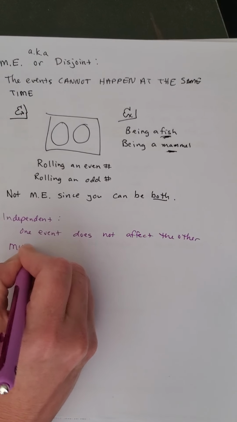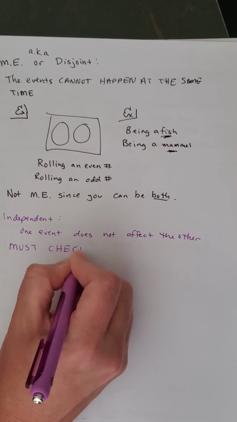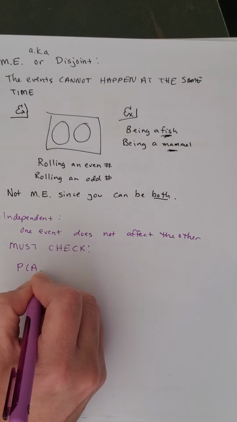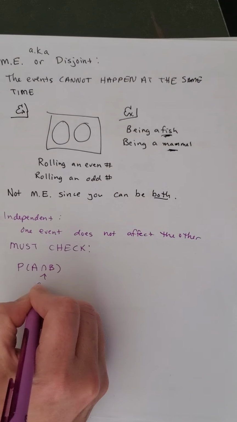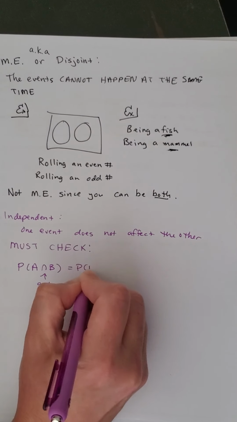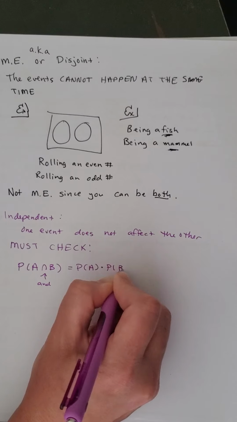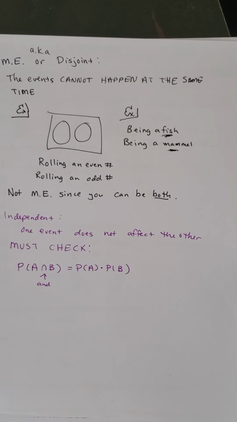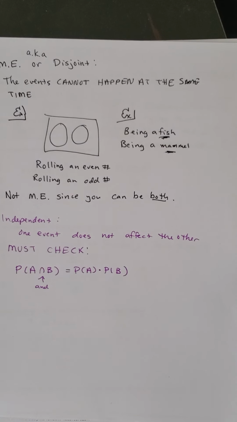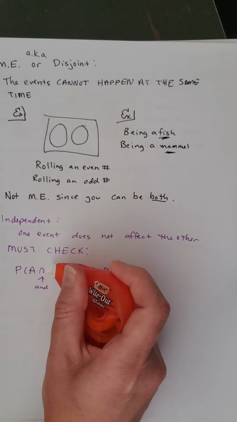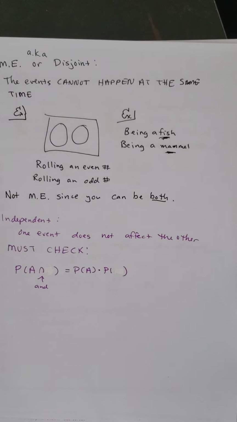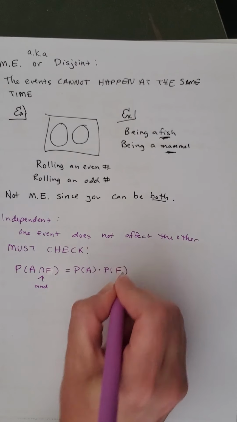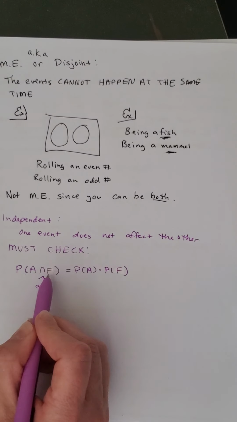You must check. So there's a check for this mathematically, and it's not that bad, right? The general rule is the probability of A and B, remember that means and, is equal to the probability of A times the probability of B. Well, I don't want to use A's and B's because we're talking about allergies in females. So instead, I'm going to use A's and F's. So I'm just going to change this to an F to represent a female. All right, so the probability of having allergies and being female.